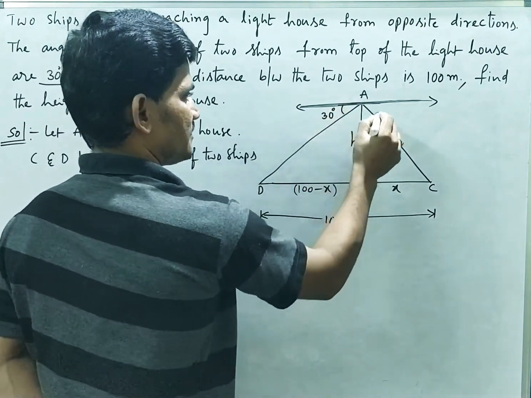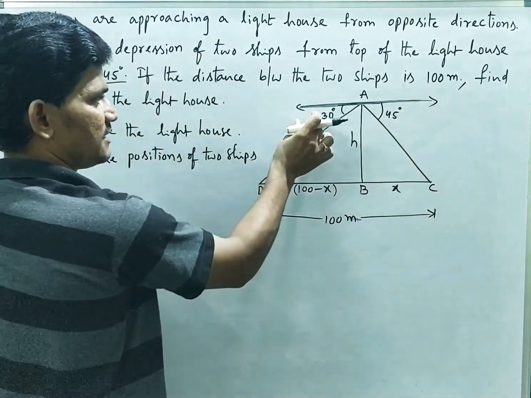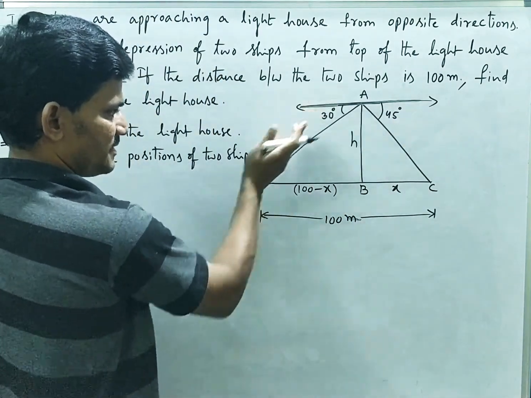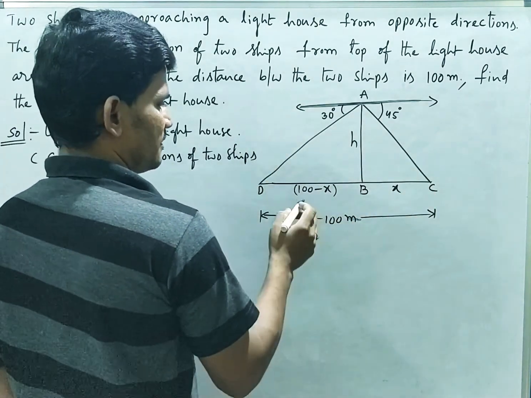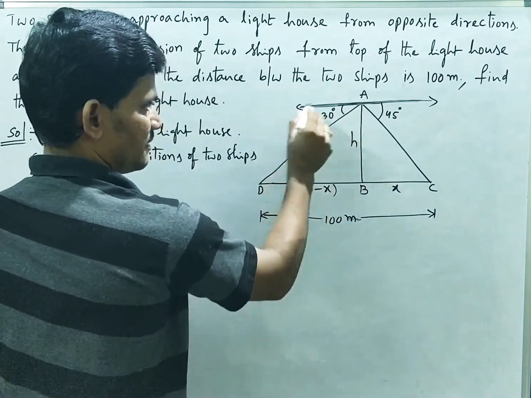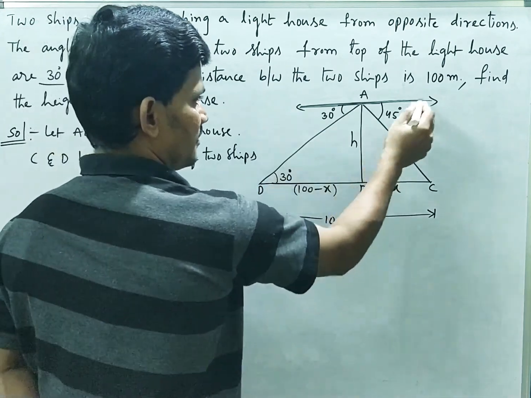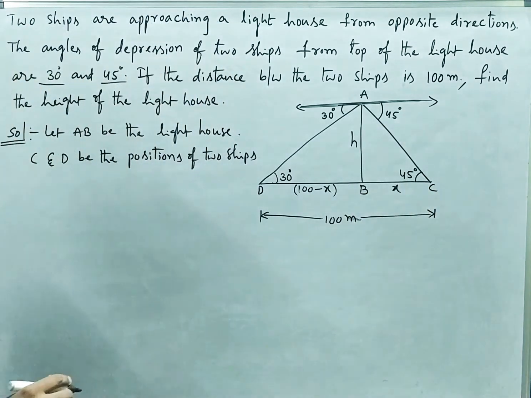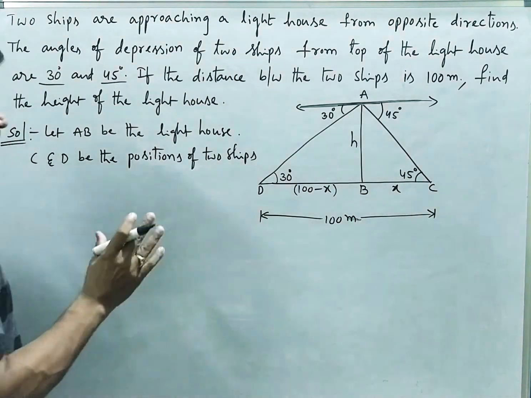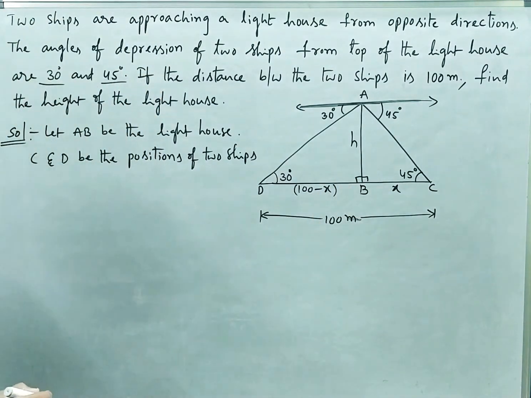Let it be 30 degrees. This would be 45 degrees. Why I have taken this as 30 degrees: because the angle of depression is smaller, it means the ship is somewhat more distant, away from the other one. So if it is 30 degrees, see these alternate interior angles, the angle at D becomes 30 degrees. By the same property, the angle at C also becomes 45 degrees. Now, by using the tan ratio in these two right triangles, we can find the required height of the lighthouse.